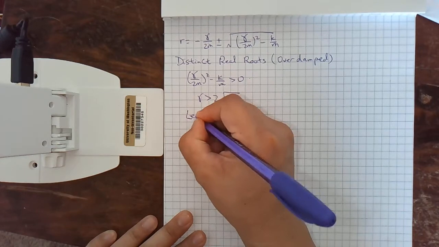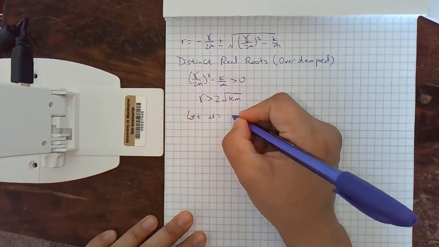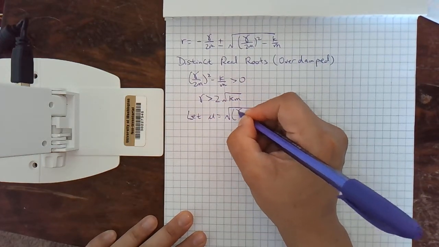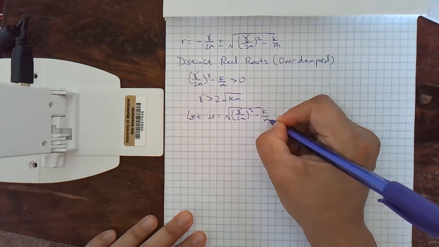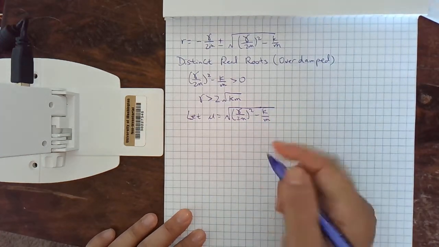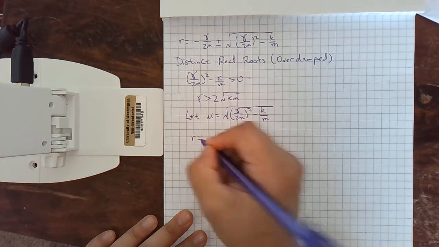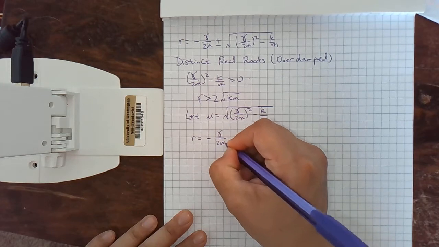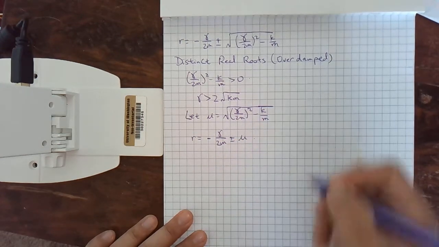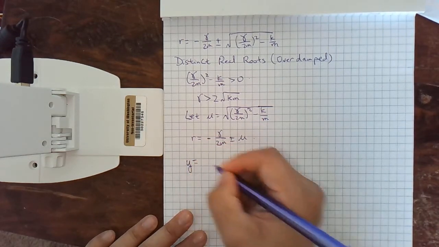Okay, to make this a little bit nicer, I'm going to let mu equal the root of exactly what's inside this time, since we don't need an i. Similar thing we did with complex, except it was reversed. That time we had an i. So r is negative gamma over 2m plus or minus mu. So then we get the general solution.